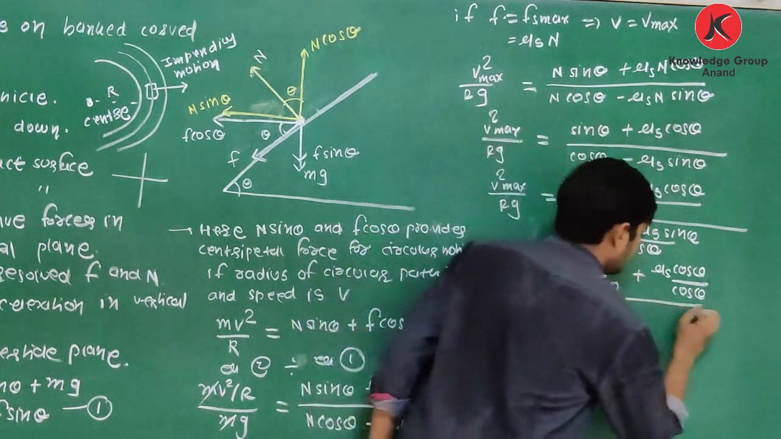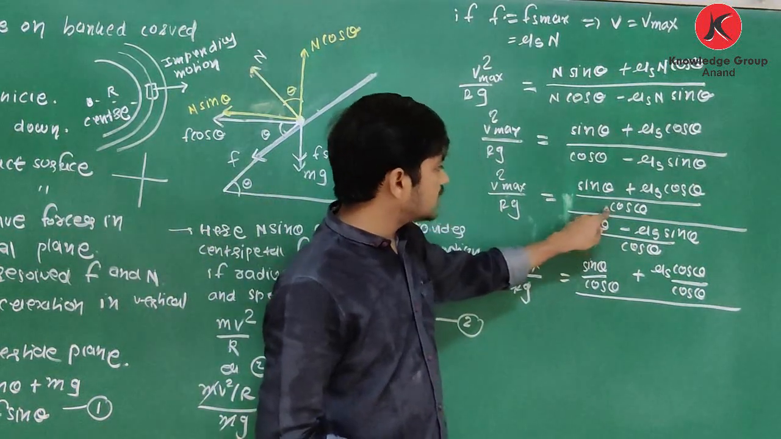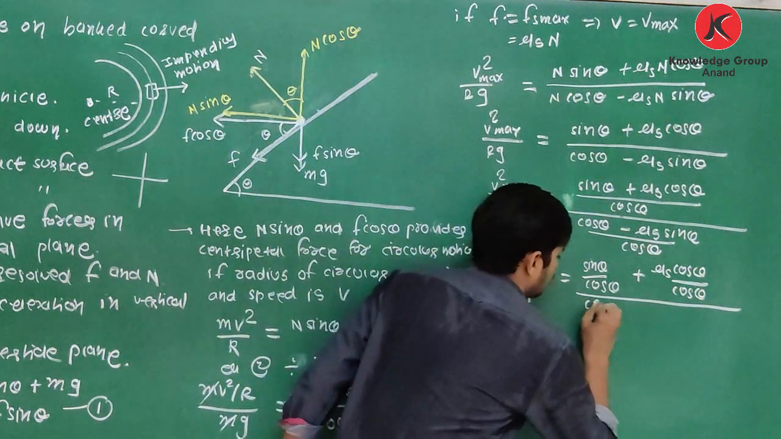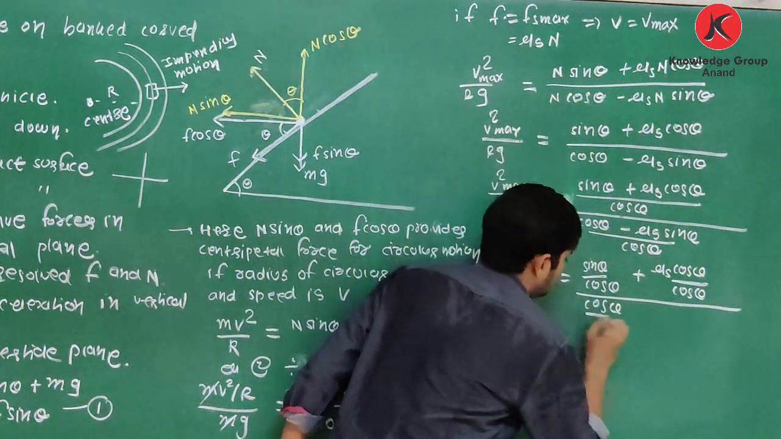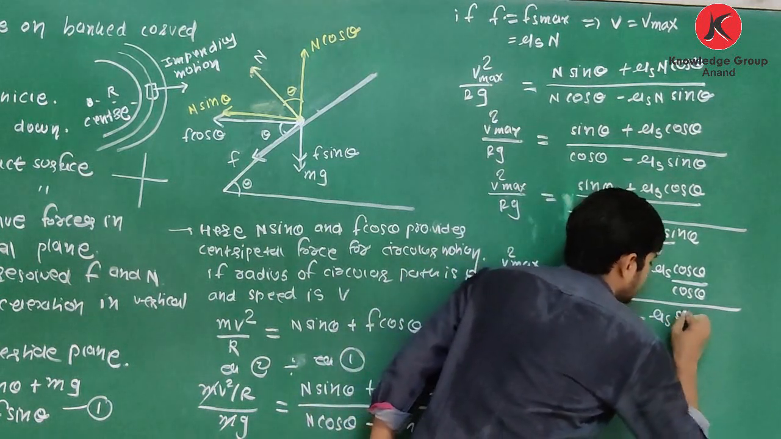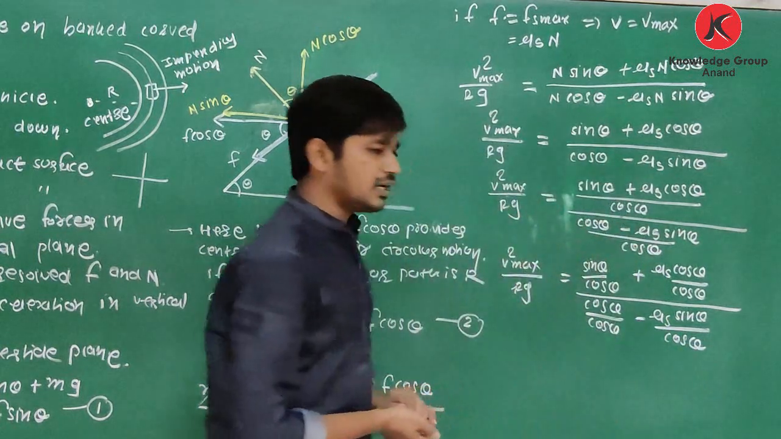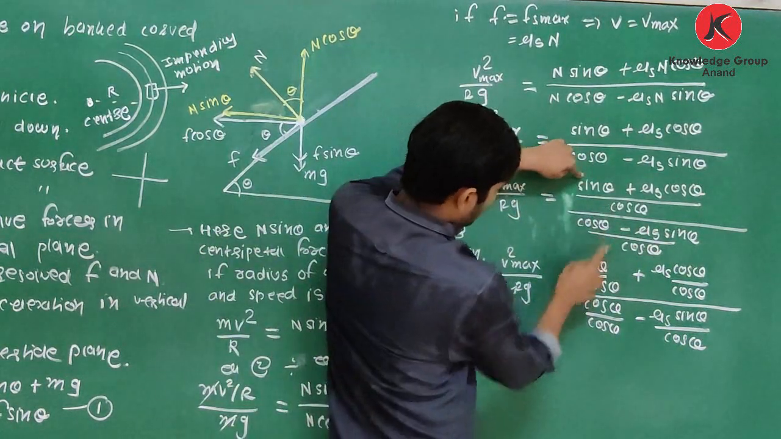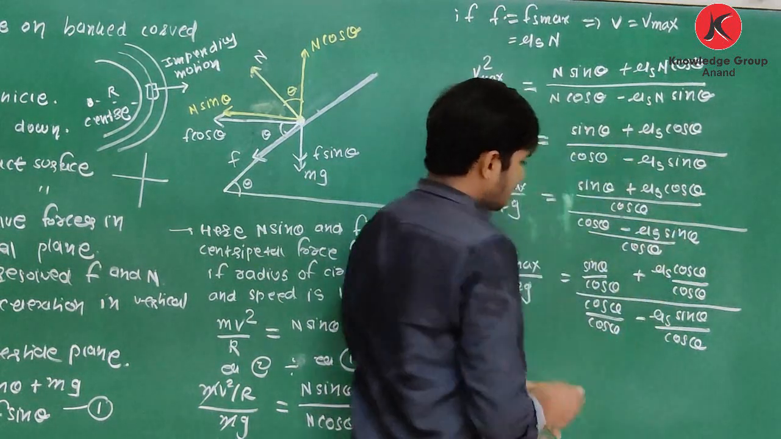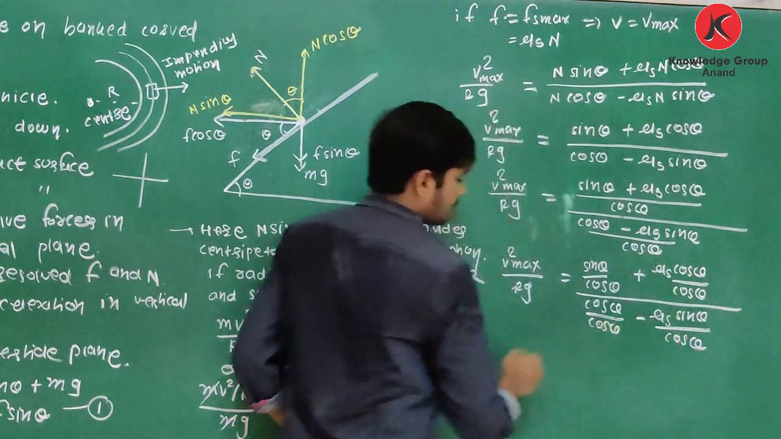Okay. Divided by, how to write this term? You have to separate this cos theta. You can write this cos theta in denominator of each term. Divided by cos theta upon cos theta minus mu s sin theta upon cos theta. Again, see, sin theta upon cos theta plus mu s cos theta upon cos theta. In denominator, cos theta upon cos theta minus mu s sin theta upon cos theta.